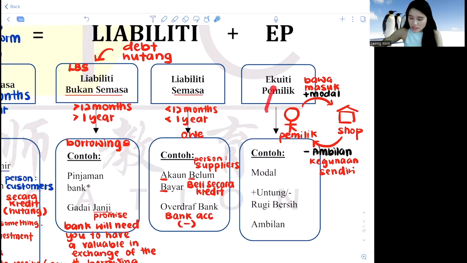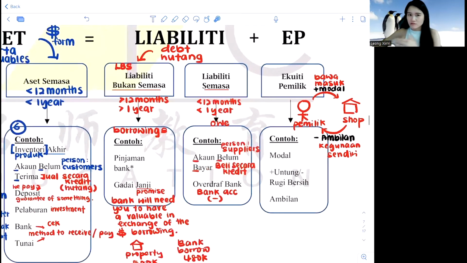Why? Because when he brought in, his contribution increases. But when he takes out, do you think it will increase the contribution? No, it will make the contribution lesser. That's why we put a negative symbol. So it's gonna branch out to the next part where you must understand your ambilan as this type. It is a type of negative EP. So later it applies to your table.